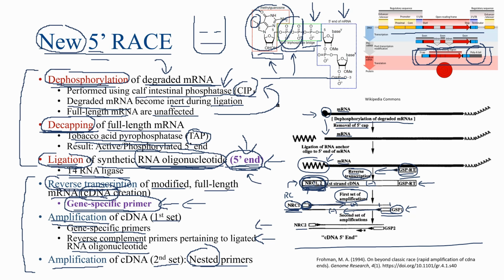After you perform the first set of amplification, you will utilize another set of primers to perform the second set of amplifications. But in this case, those primers are more internal. They're called nested primers. So you can see here that the NRC2 primer used here is more internal, and the GSP2 primer here is also more internal relative to the GSP1 primer.